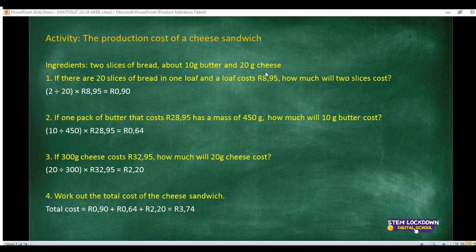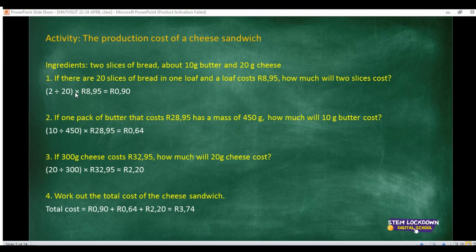Question 1. If there are 20 slices of bread in 1 loaf and a loaf costs 8.95 rands, how much will 2 slices cost? How many do you have here? We have 20 slices of bread. How many slices do you need to make your sandwich? You need 2 slices. So it's actually 2 divided by 20, multiplied by 8.95 rands, which is 0.90 rands, the cost of the 2 slices.